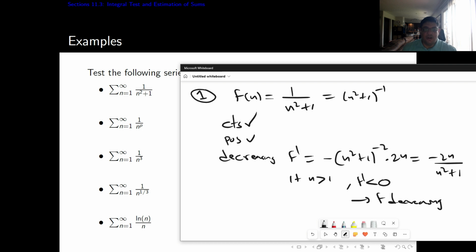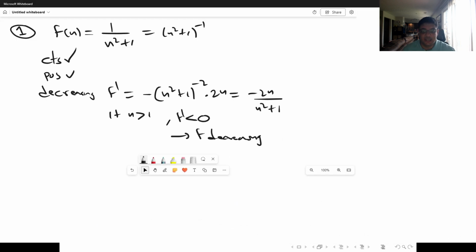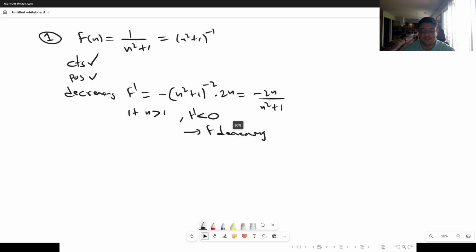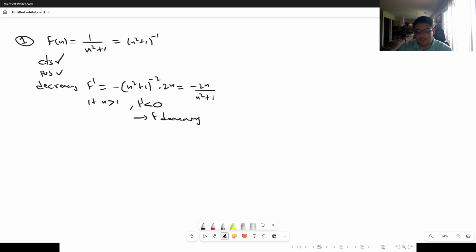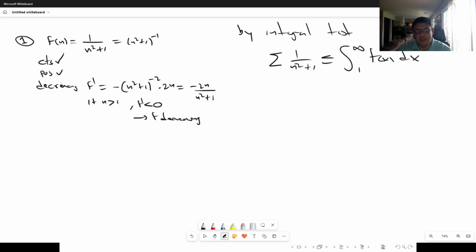And so these are the things that I have to take care of before using the integral test. So now that I have all the hypotheses being true, I can say by the integral test that I can bound this series on the top here by the integral. And so this is going to be the integral of 1 over x squared plus 1.